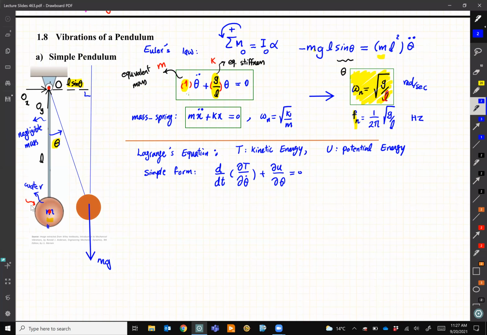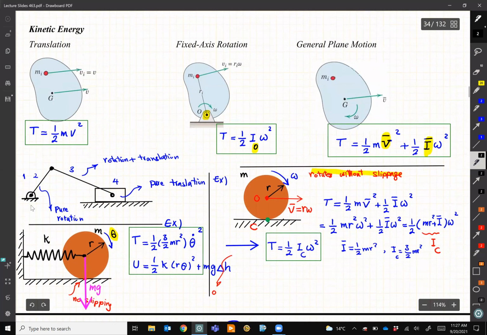So for this system, we know how to calculate T and U, right? The kinetic energy. Again, we have a system which is pinned to the ground. It rotates about a certain point. Last lecture, we talked about 3 scenarios. Kinetic energy when something is just translating, like a box that can just move; when something is fixed to the ground and rotates; and when something floats, both rotating and translating. And we have a formula for each of them.